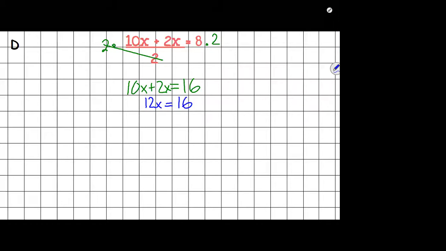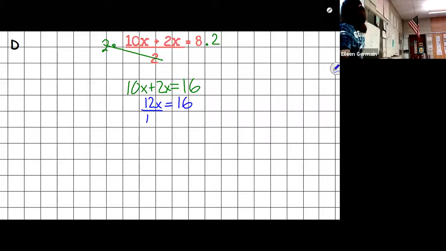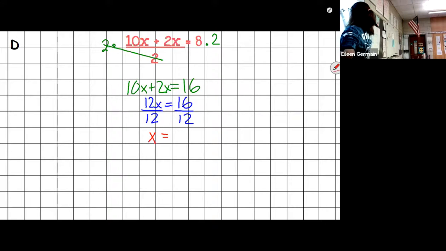And then how do I isolate my x here? You divide each side by 12. Divide each side by 12. Very good. Divide each side by 12, and I get a final answer of x is equal to, divide by 4, 4 over 3.